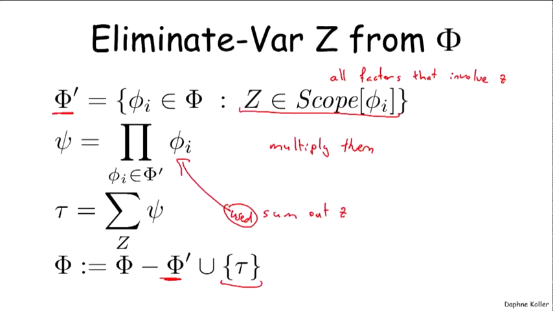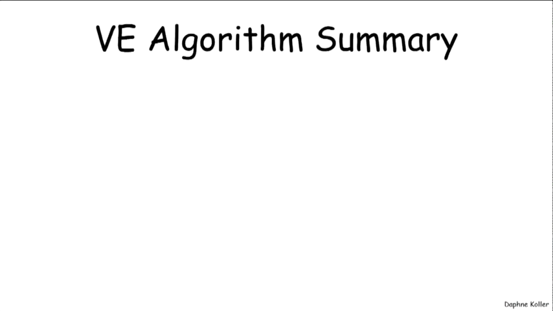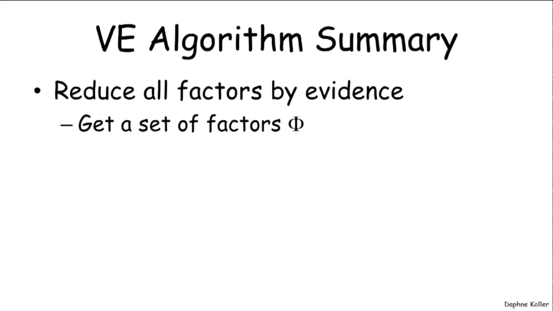This basic operation is what we use in the context of the algorithm as a whole. We begin by reducing all factors by the evidence, which is just eliminating the rows that are not consistent with the observations. And that is what gets us our set of factors phi.